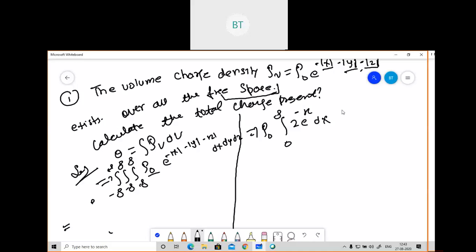For the second part, I'll do the same thing. I'll put here 2e minus y dy. For the third part, I'll do the same thing. I'll put here 2e minus z dz. So these things I've done.